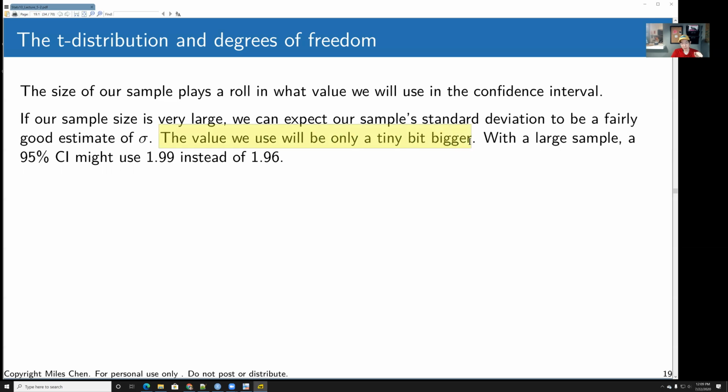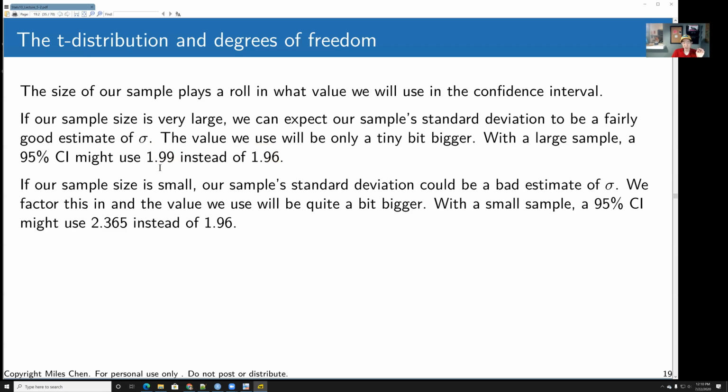So the value that we're going to use in our confidence interval when we compensate will just be a tiny bit bigger, right? So instead of 1.96, maybe we'll use 1.99, okay? We just compensate a tiny bit. On the other hand, if your sample is small, then you have less trust in your sample standard deviation. It could be a bad estimate of the population standard deviation, right? And so we factor this in, and we fudge the numbers a little bit more. Instead of 1.96, we might use a much bigger number like 2.365 or something like that, okay? So with a smaller sample, the value you use will get bigger, okay?